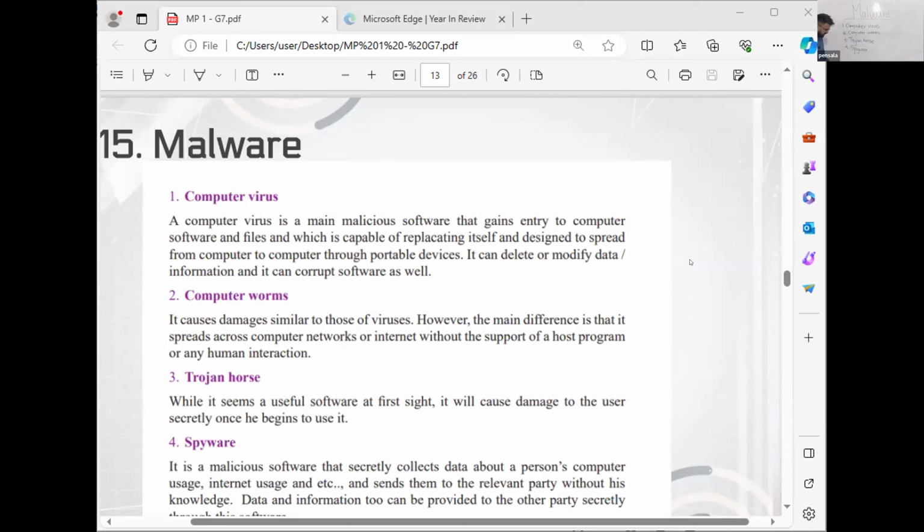And spyware, spyware means spy. In English, spy means to secretly watch. Spyware secretly collects data about a person's private things, right? Let's think about this kind of thing. Spyware can monitor your activities on the internet. Suppose today you searched about mobile phones. You just search about things related to mobile phones. So spyware will take those data, right?